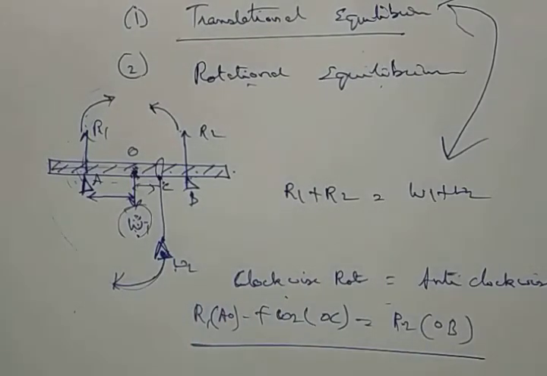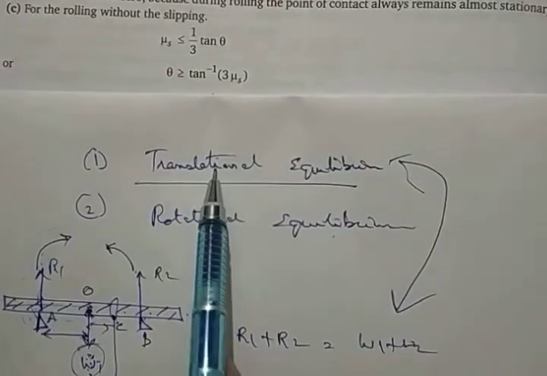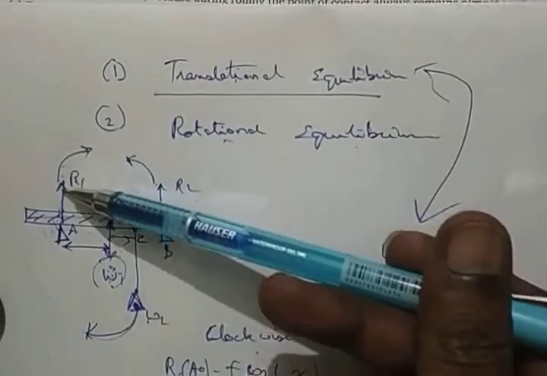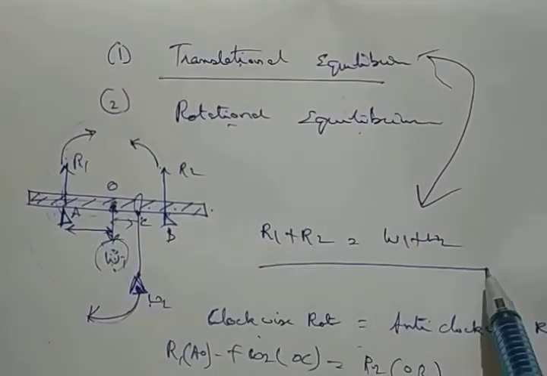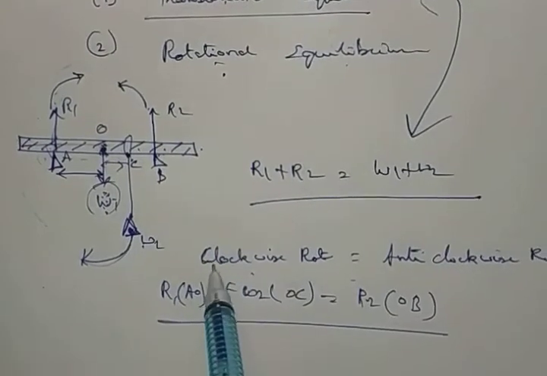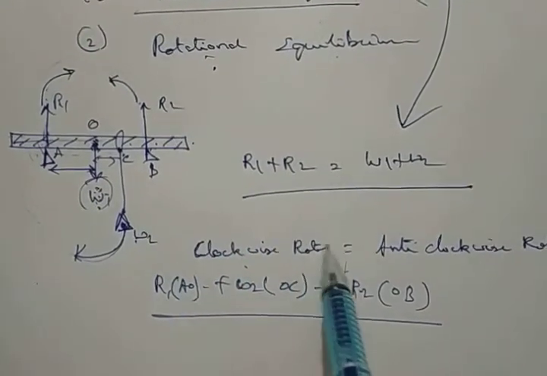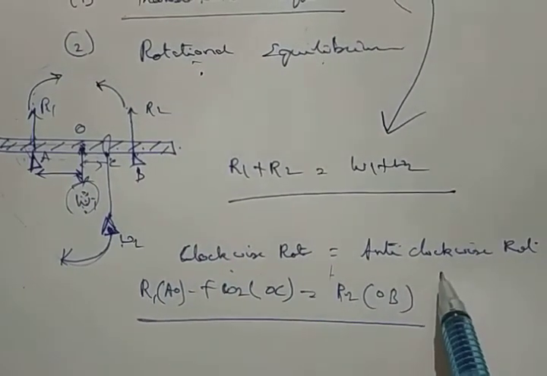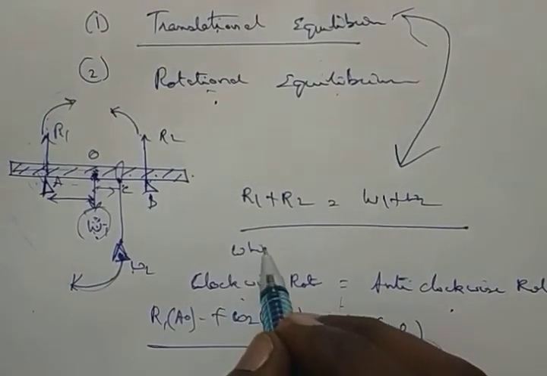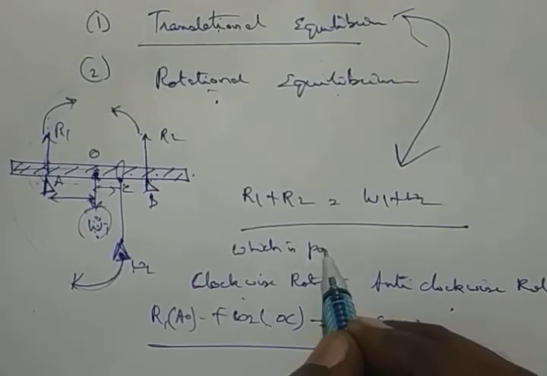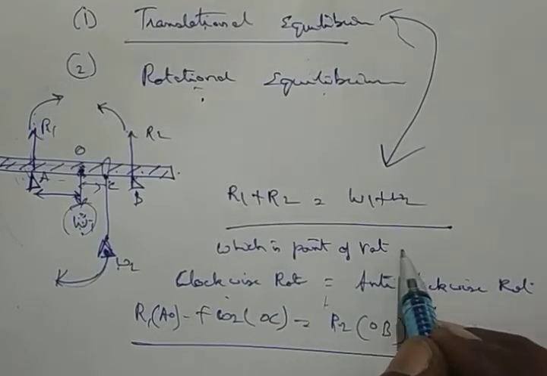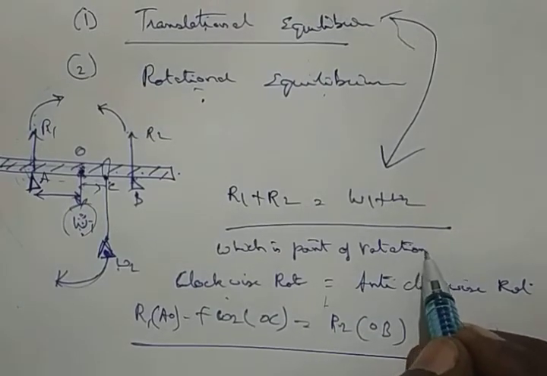Very important concept. There are two equilibriums. Translational equilibrium: the sum of the forces up is equal to the sum of the forces down. Rotational equilibrium: the total clockwise rotation is equal to the total anti-clockwise rotation. But the important point is, which is the point of rotational moment.